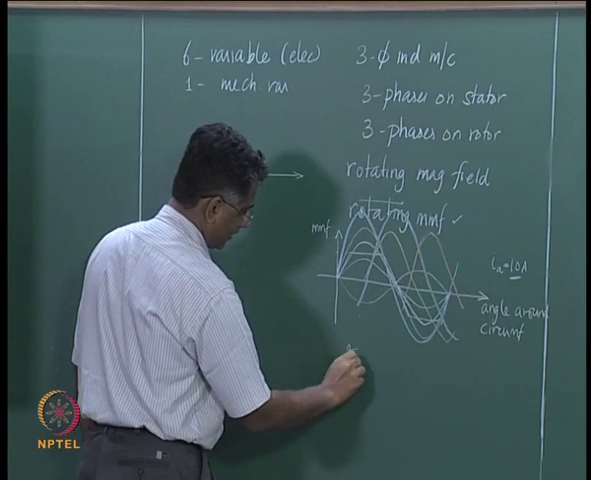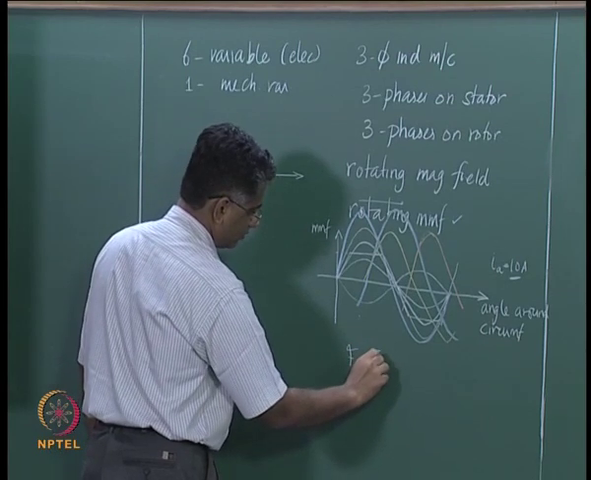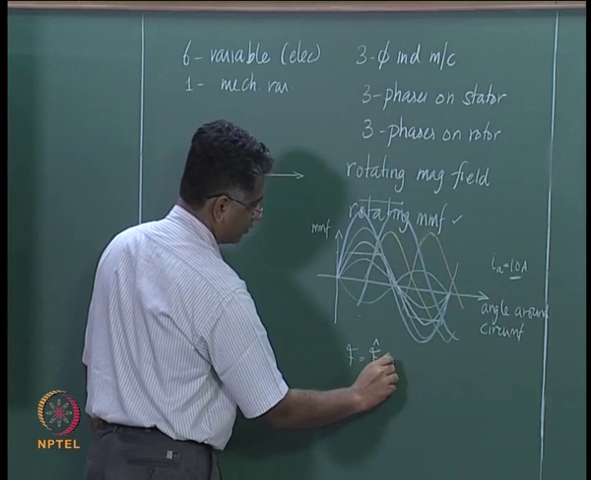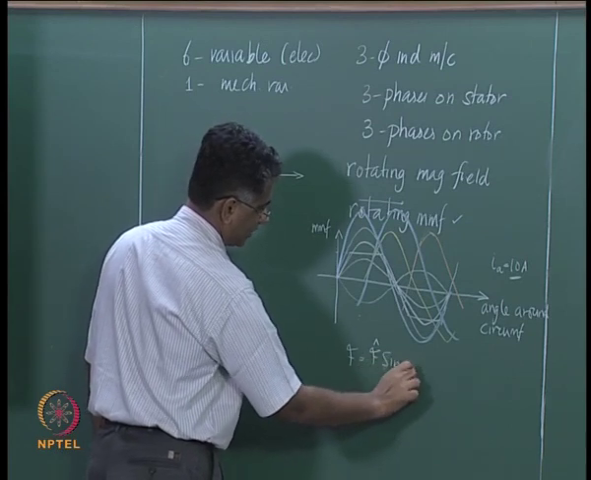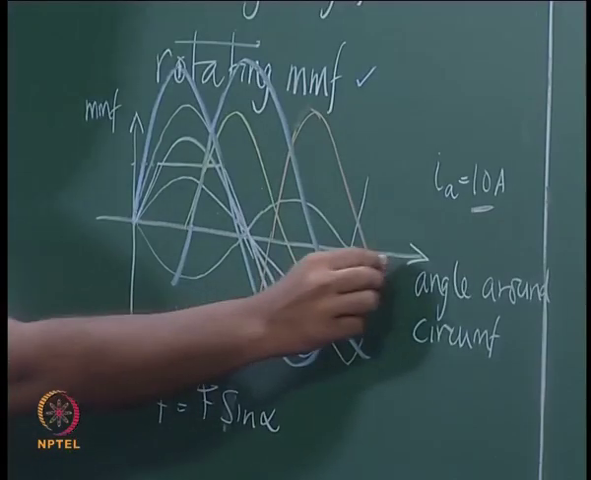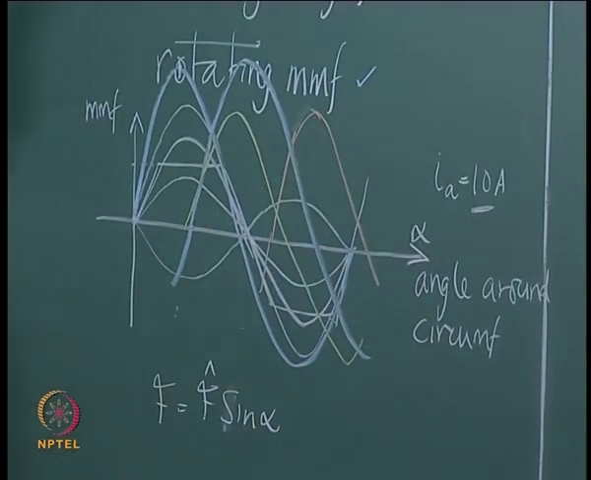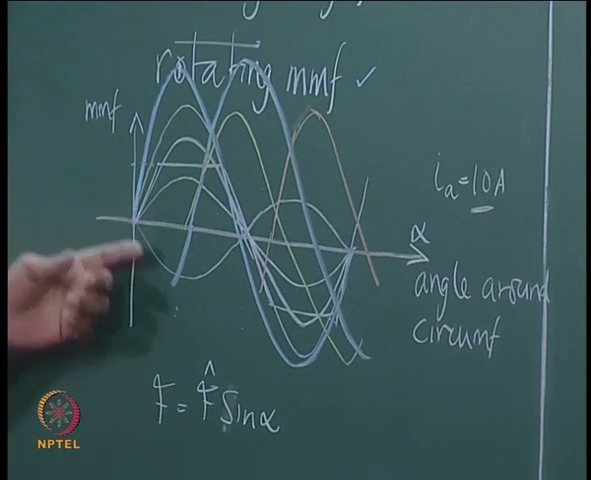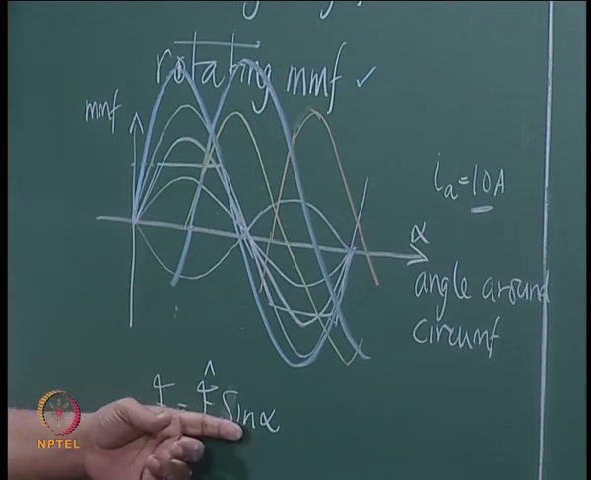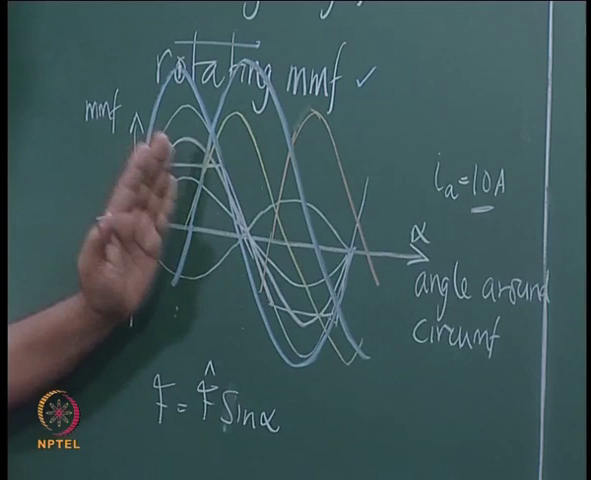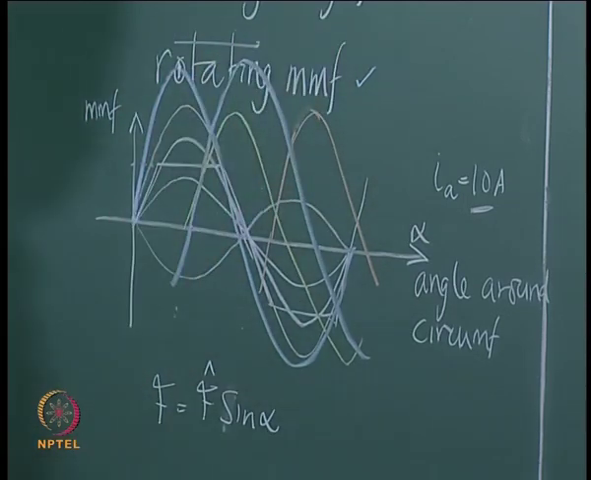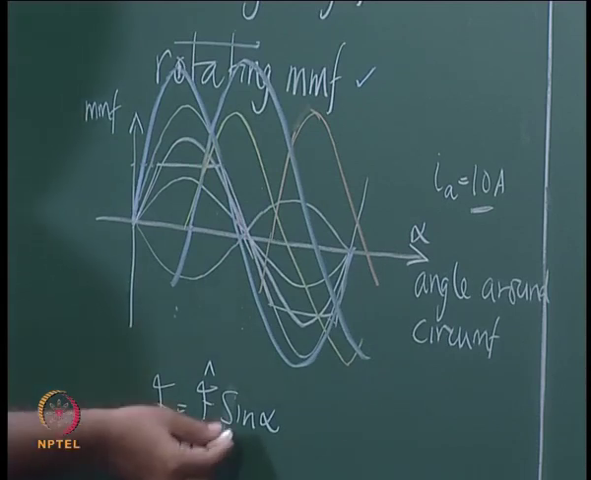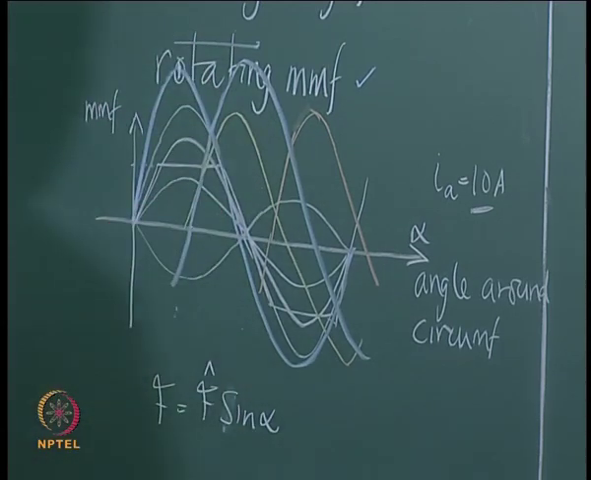it as F is equal to F hat into maybe sine of alpha, where alpha is this angle. And we also know that as t increases, this is going to be at different locations, and because of that we call it a rotating MMF.